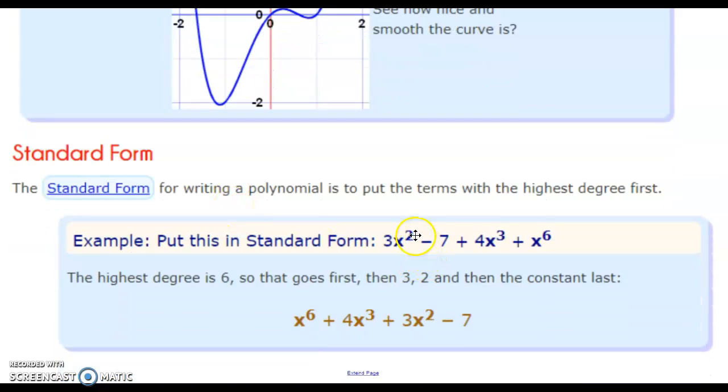Standard form should be a review. It's when we put things in, first we combine all like terms, and we always put the highest degree first, and then we go in descending order from there, always ending with a constant term if we had something with no variable.